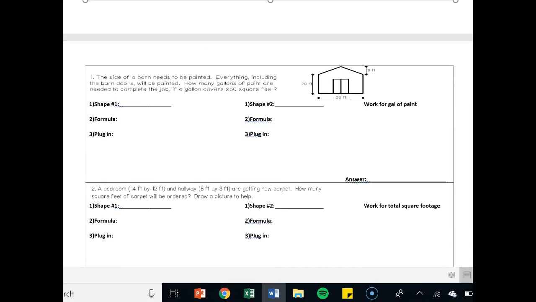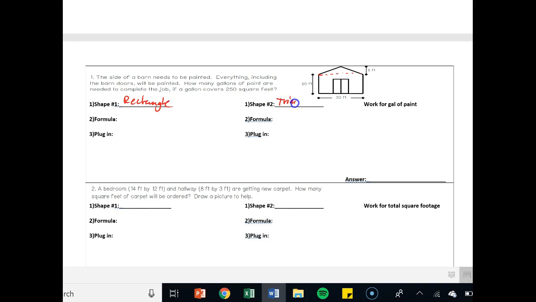On the back side, you've got problems that are related to composite figures. So just like you did in the previous night, draw some lines to decompose these figures, figure out, oh, hey, I've got a rectangle, and I've got a triangle.